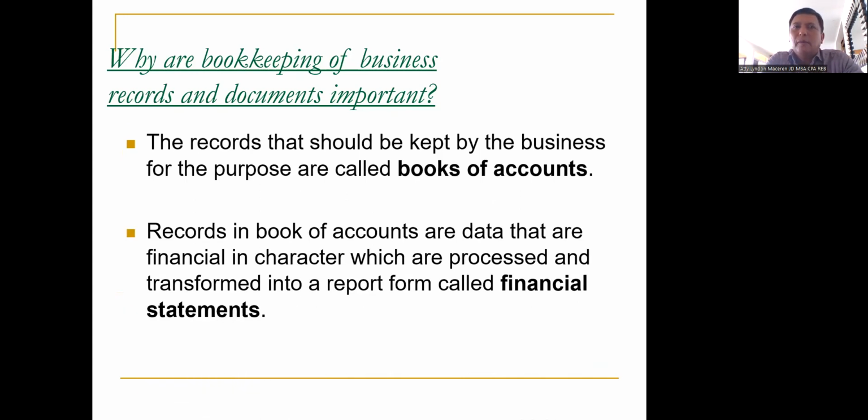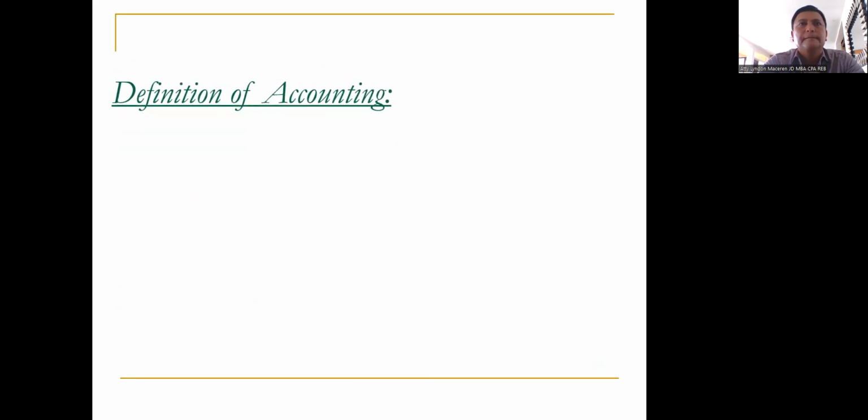So records in books of accounts are data that are financial in character, which are processed and transformed into a report called the financial statements. I've said a while ago that financial statements may be the income statement or the comprehensive report of income, the balance sheet or the financial position of the company, or the cash flow. This is why bookkeeping is necessary. And these financial statements are submitted to the government.